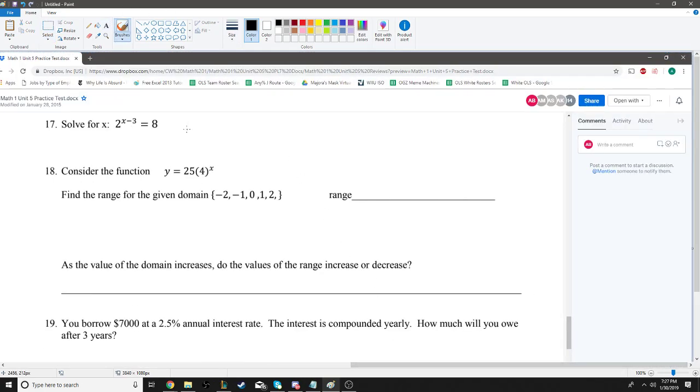Right here, this is 2 to the x minus 3, and you need to rewrite the second equation right here as 2 to the 3rd power. So that's 2 times 2 times 2. Now that the bases are equal, you're going to set the exponents equal to each other. X minus 3 is equal to 3. Then add 3 to both sides to get x equals 6.